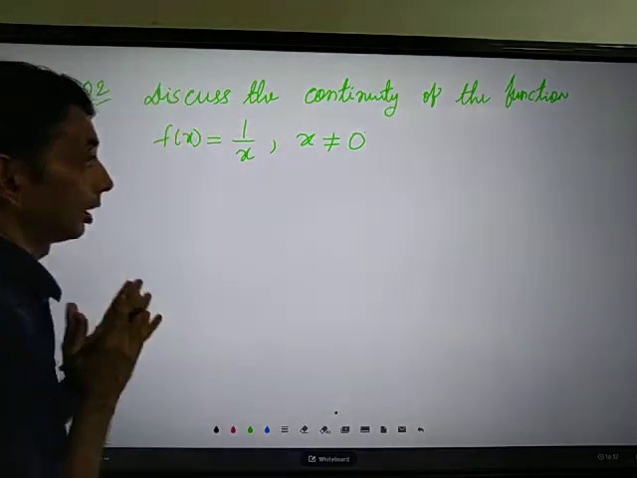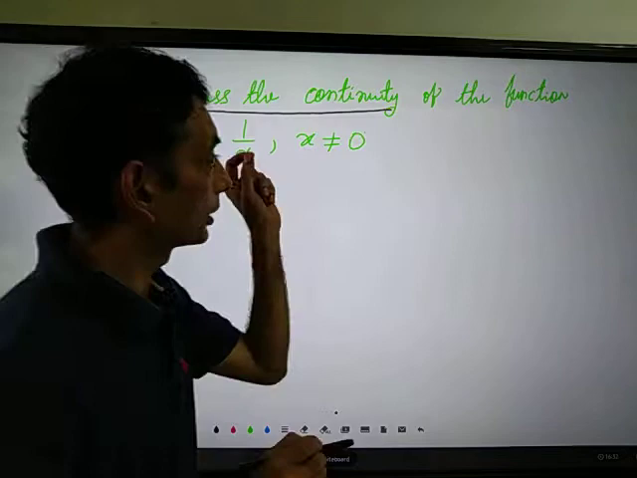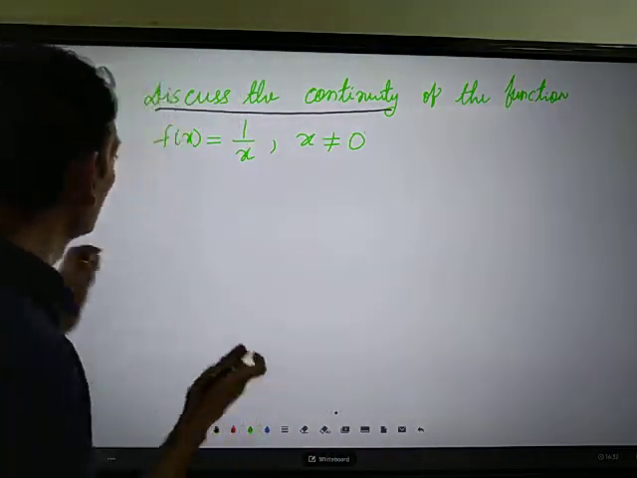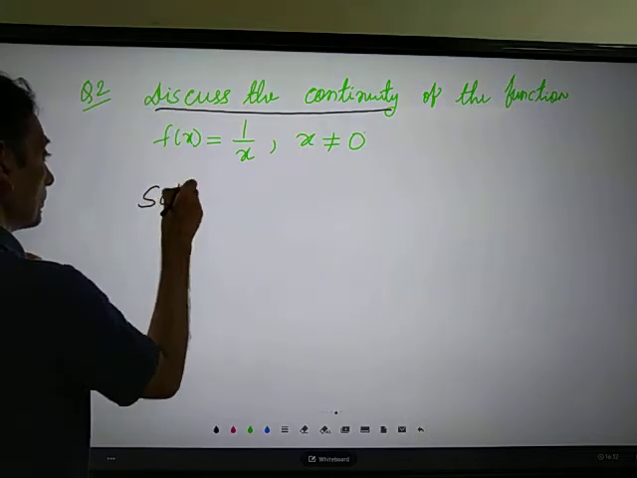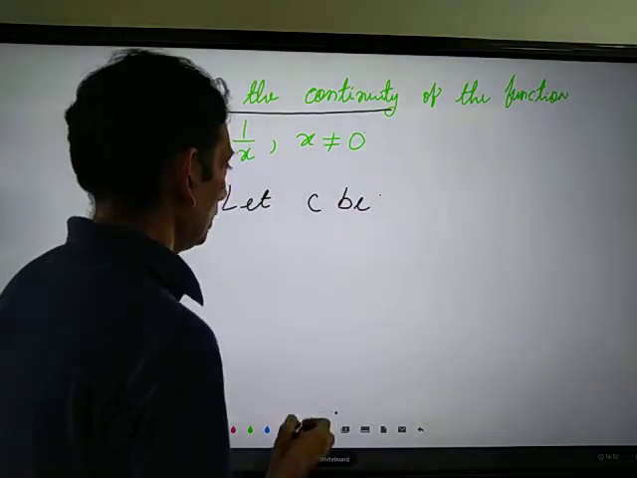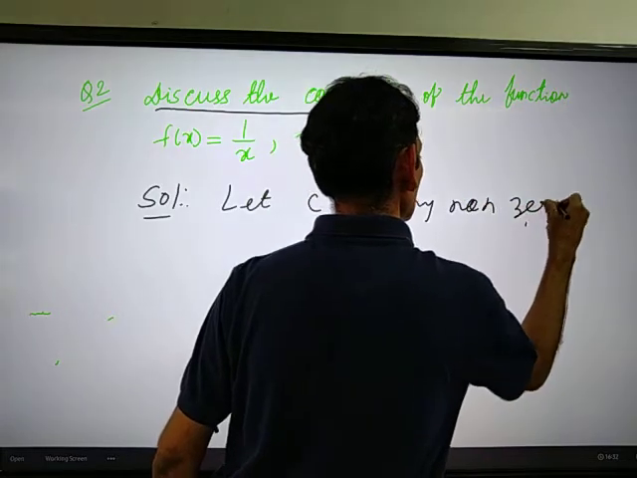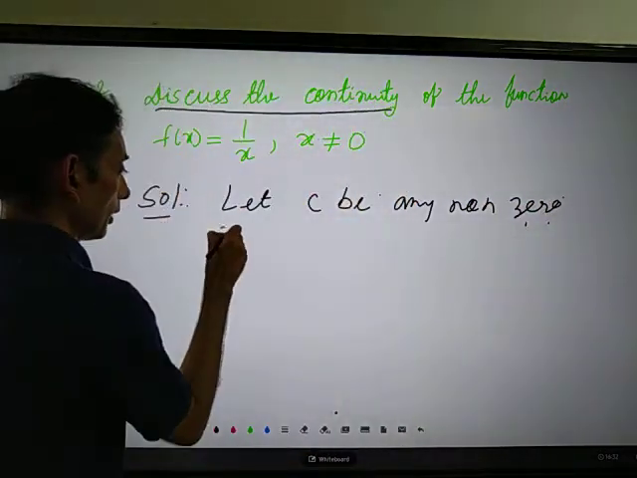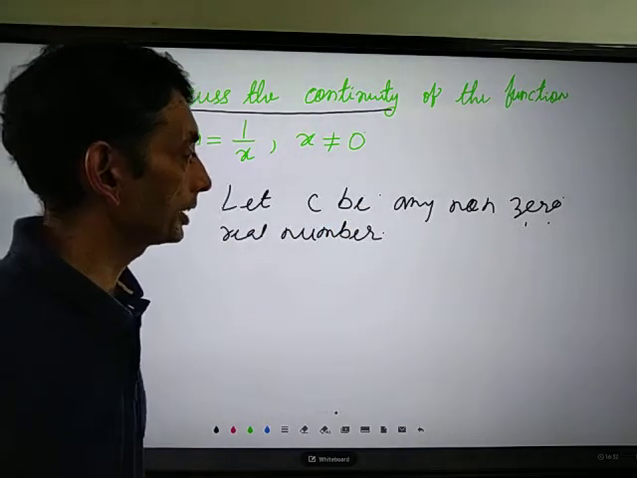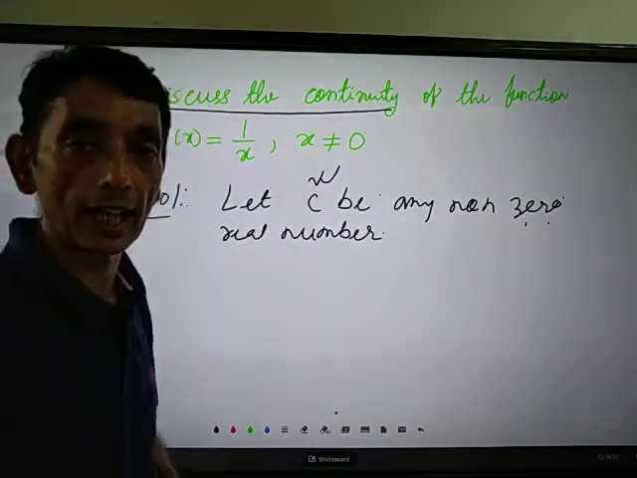First, discuss the continuity. It's not specifying that you discuss the continuity at a particular point, so we'll take an arbitrary point. Let c be any non-zero real number. Let's try to find the continuity at x equal to c.